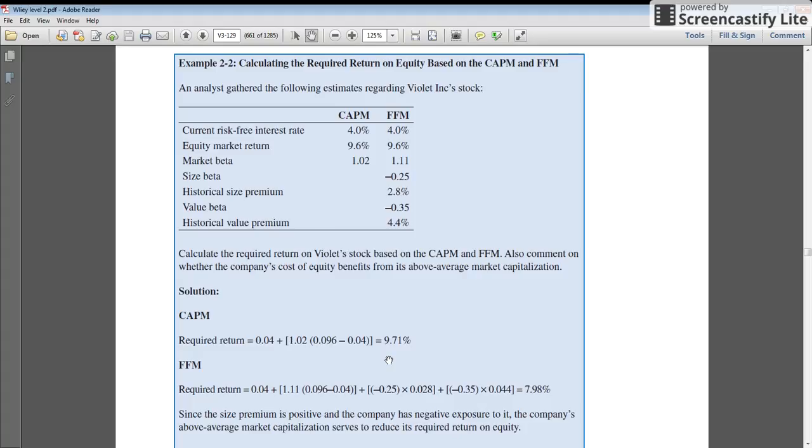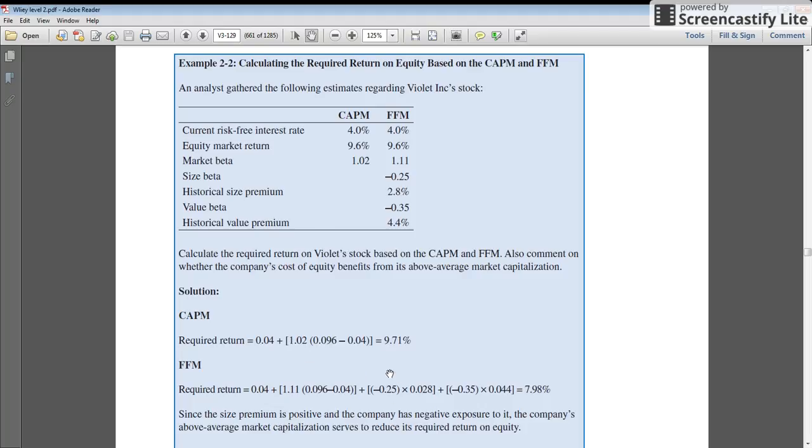FFM is slightly more complex. So we start off with the same risk-free rate, and then we look at the beta for each return. So the equity risk premium is going to be the same, 0.096 minus 0.04, but as you see, the sensitivity of this stock to the equity risk premium is different as compared to the sensitivity in the CAPM, right? So these sensitivities are always going to be different in these two models.